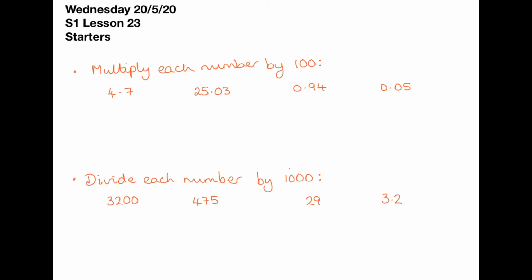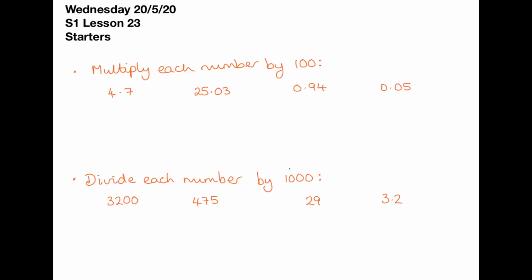Hello, to start with today we're going to multiply and divide numbers by 100 and 1000 to give us a little bit of practice at that, and then we're going on to look at the next bit of our work on measurement. So to start with, multiply each number by 100. So remember, if you know what you're doing, pause it, get on with it, check your answers. Okay, so multiplying by 100.